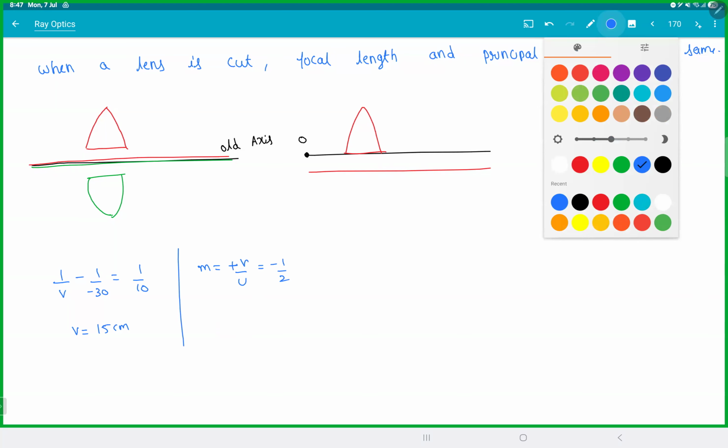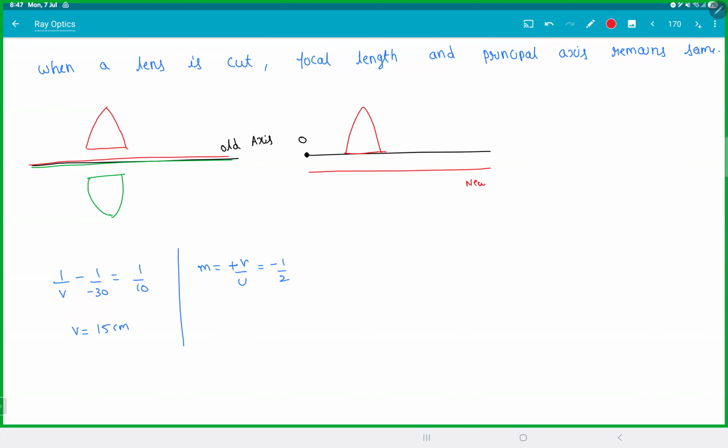So this is your new principal axis for the red lens. And this principal axis will think the object is 1 centimeter above the principal axis. And this will create an image at a distance of 15 centimeters. And minus half meaning other side of the principal axis. The image will be here. This will be half centimeter. Is that making sense?